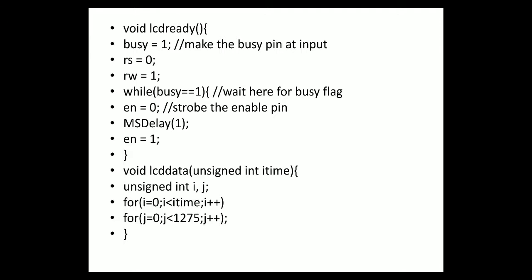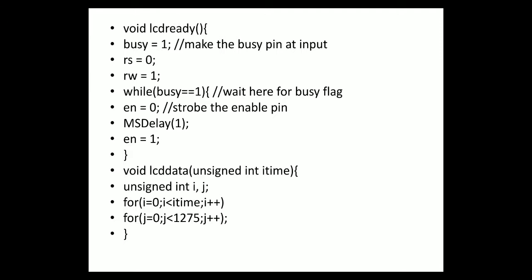And then I make RS equal to 0. RS is 0, nothing but command. Then RW is equal to 1. I am asking whether the busy flag is 1. So while busy is equal to 1, you have to wait. It has to get enabled. So the busy pin should be 1. Till then you have to wait here.